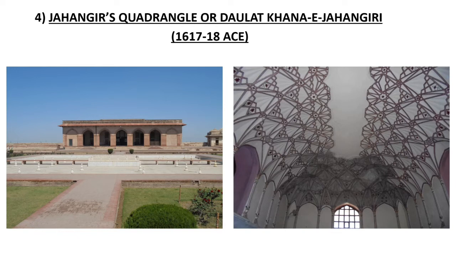On the right side the picture is showing the stucco stalactite work or Ghalibkari work. A kind of work derived from Persia and provided to the vaulted ceiling of Jahangir Palace, and you can see at the rear side the original work. However, the remaining work has been redone recently.